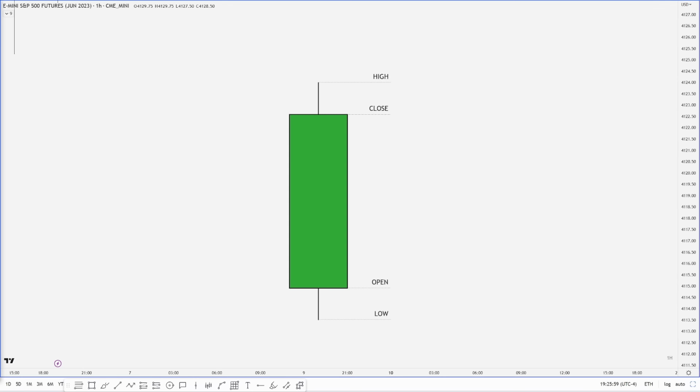How's it going, everyone? This video is going to be on open high low close and open low high close. First, I'm going to look at an open low high close, or what I'm expecting with a bullish candle. Now, why is that? Well, every candle has an open, high, low, and close.